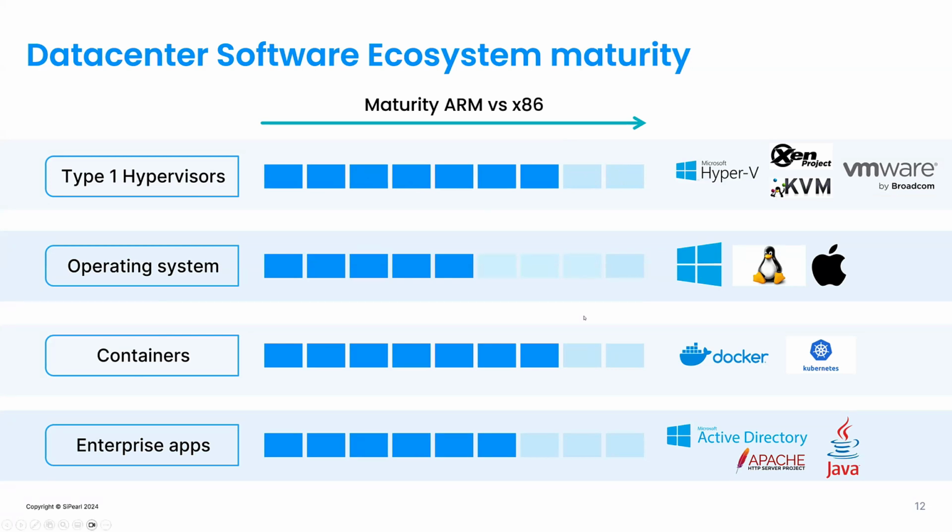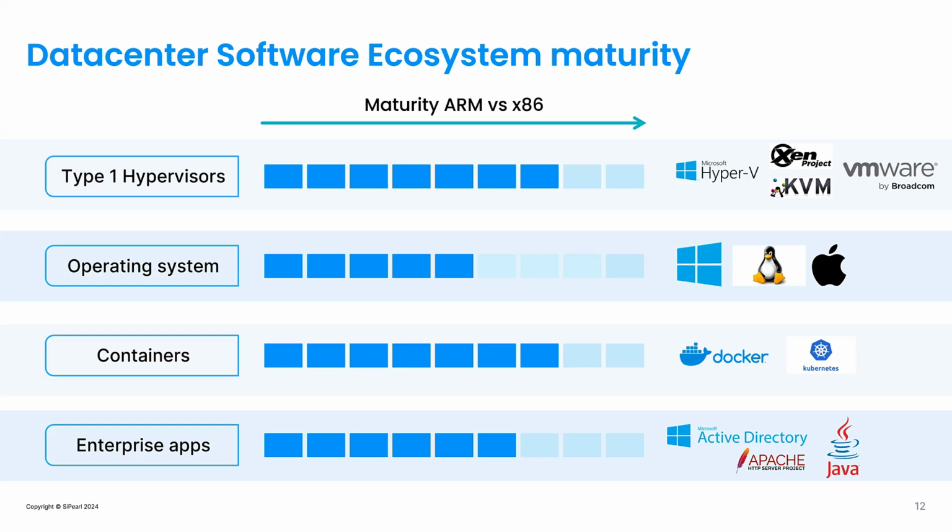And we can say the same thing for the operating system, even though we have Microsoft, a lot of Linux distributions and Apple Mac for ARM. We have containers with Docker and Kubernetes, and also enterprise apps such as Active Directory, Apache, and Java that work with ARM, but we are still growing in terms of maturity.